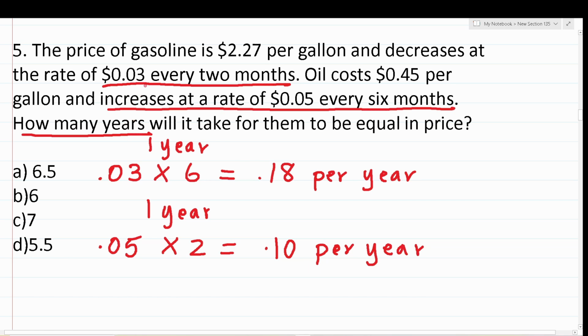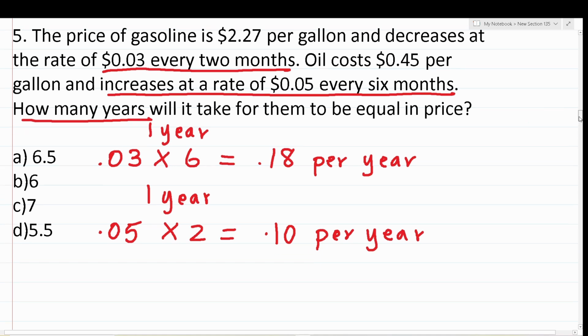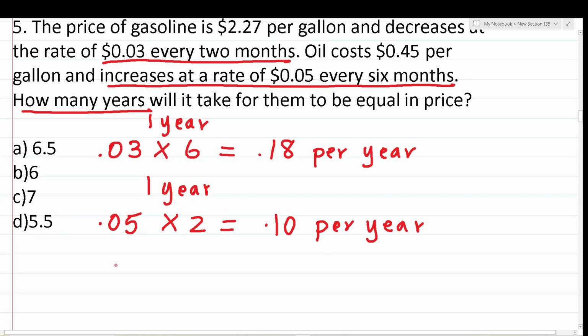If the price of gas decreases 3 cents every 2 months, that means it decreases 18 cents per year. Likewise, if the price of oil increases 5 cents every 6 months, that means it's increasing 10 cents per year. All right, so with that in mind, let's try to solve the rest of this problem algebraically, and let x be the number of years, because that's unknown. We don't know how many years it's going to take for these two prices to be equal.